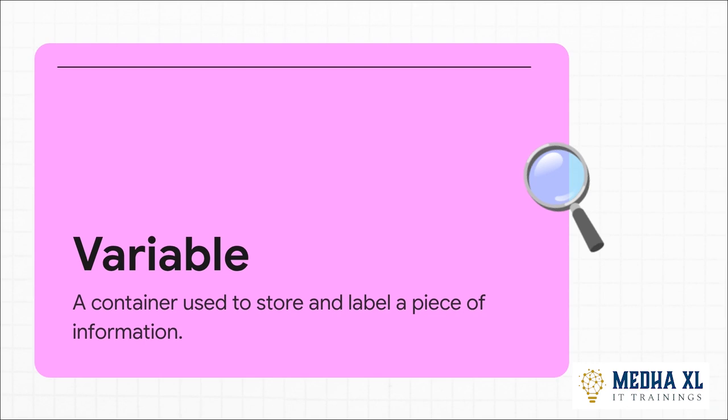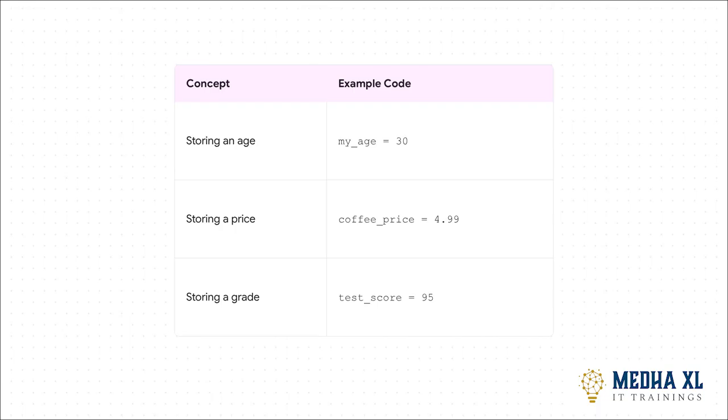And I know that sounds kind of technical, but the idea is so simple. Just picture a variable as a little container, or maybe a labeled box. You can stick a piece of information in it, slap a name on the box, and you can find it again super easily later. So let's look at some real-world examples.